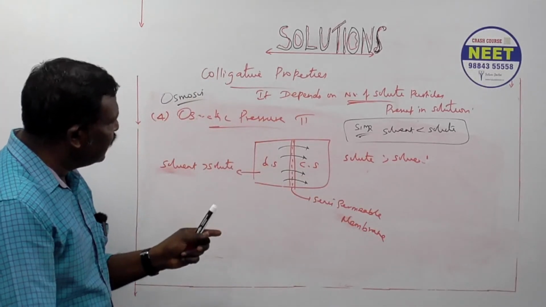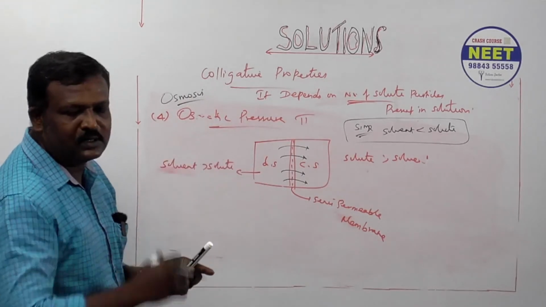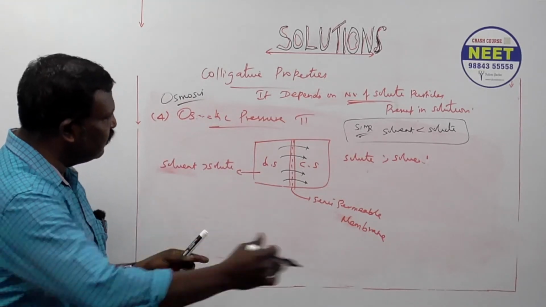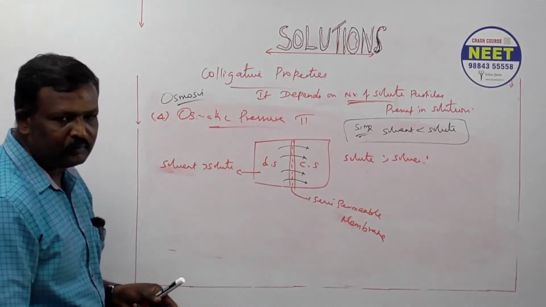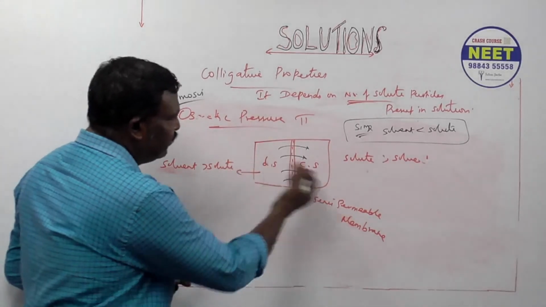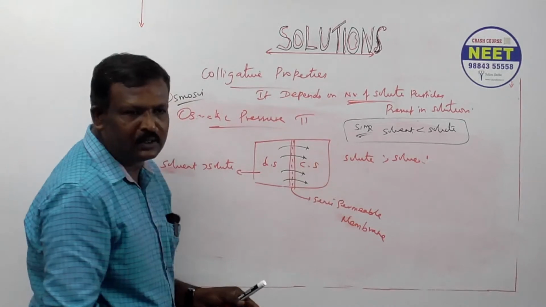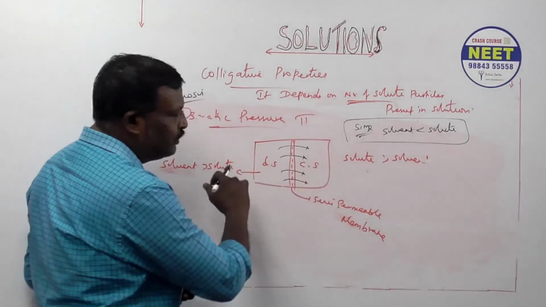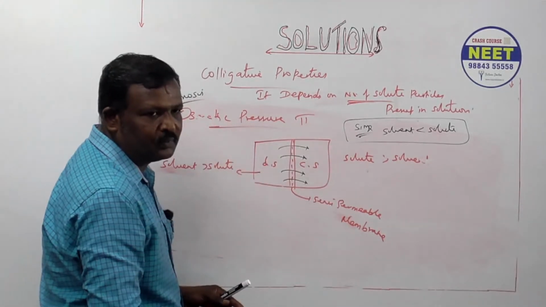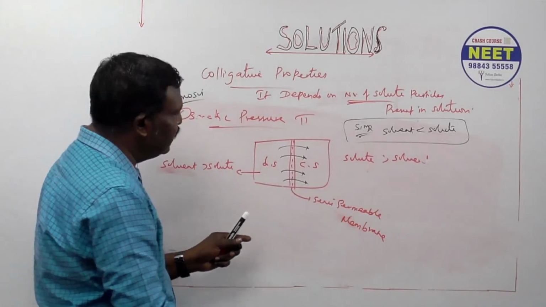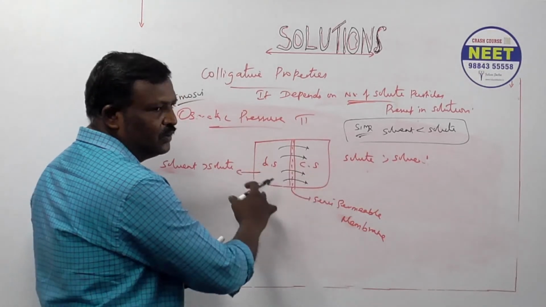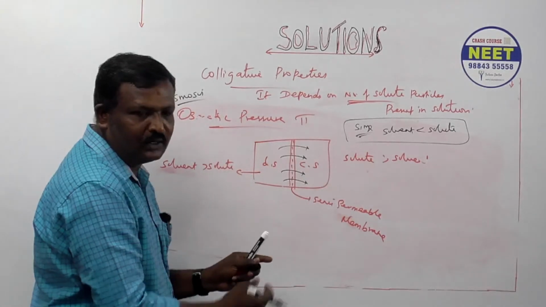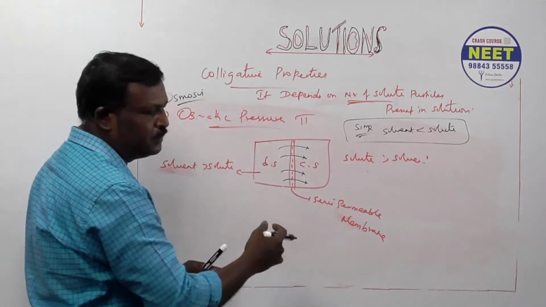Understood? How long is it moving? Until both get the same concentration. If both get the same concentration, the movement will stop. The osmosis process will be stopped. After that, same concentration. But different concentrations, then only osmosis takes place.